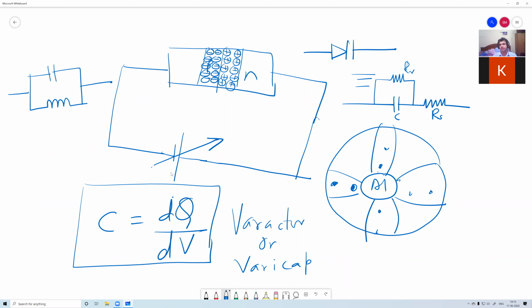Any other question? I think that is enough for this varactor diode concept. Any other question you want to ask? Any other question before I close the topic? Is it okay? Or do you have some question?